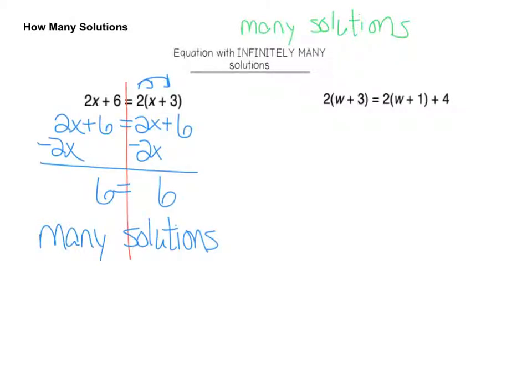Does yours look like mine? I did distributive property. I should notice right here that both my sides match. When I get rid of that variable, I end up with 6 equals 6. How often does 6 equal 6? Always. That means there are many solutions.